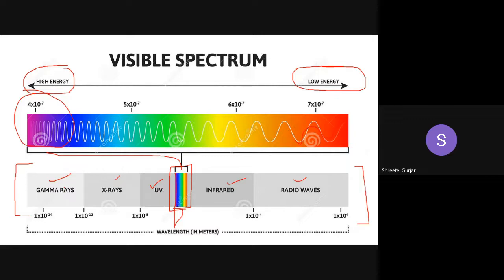With other uses also, I have told you about X-rays, UV rays, infrared, radio waves, along with examples, and I have shown you in the previous slide. Wavelength, you can see they have given here in meters. All these are in meters. Wavelength is in meters.